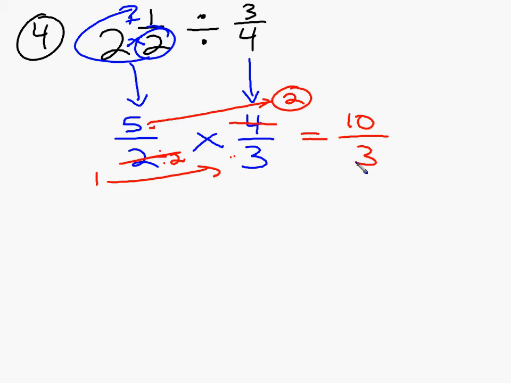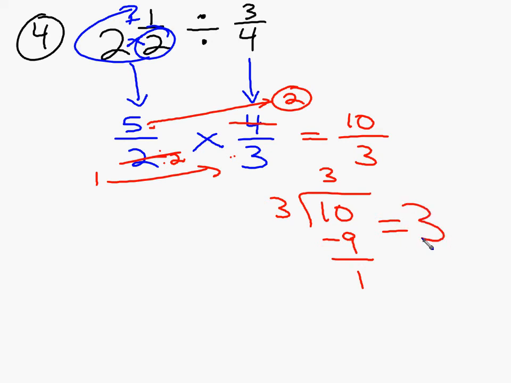That is a very improper fraction. So I will do my division. 3 goes into 10 3 times with 1 left over. So that means I have 3 whole pies and 1 extra third. Okay, so you will have some improper fractions in your assignment. You need to know how to deal with them.